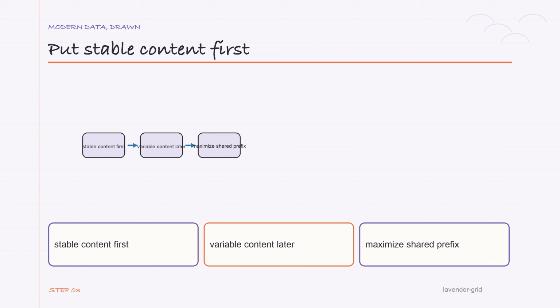Stable content first, then variable content later, then maximize shared prefix.